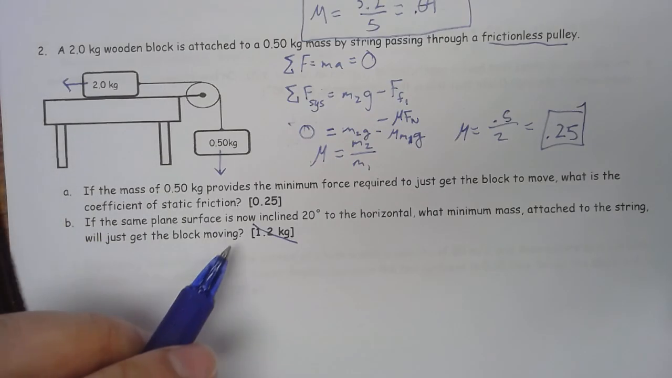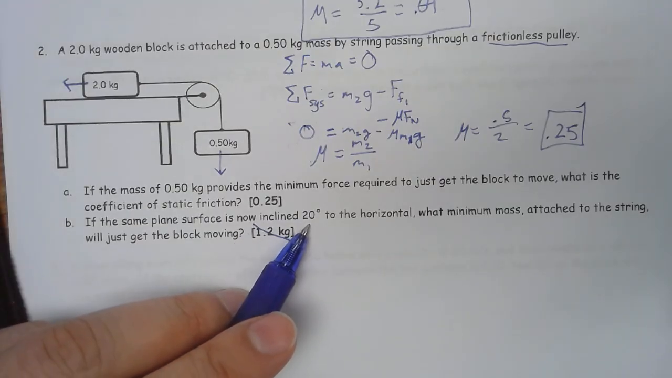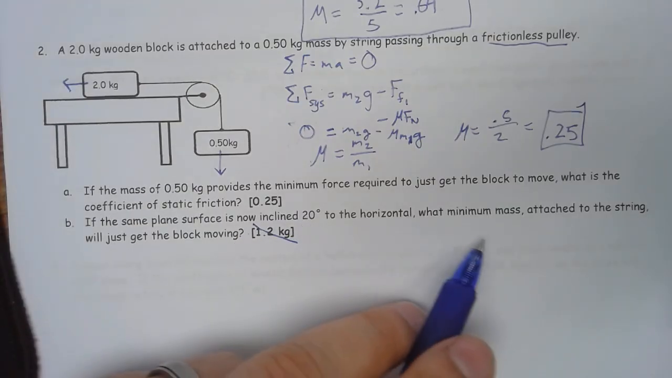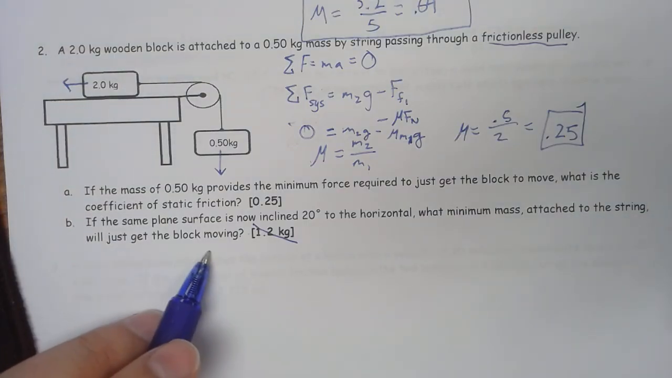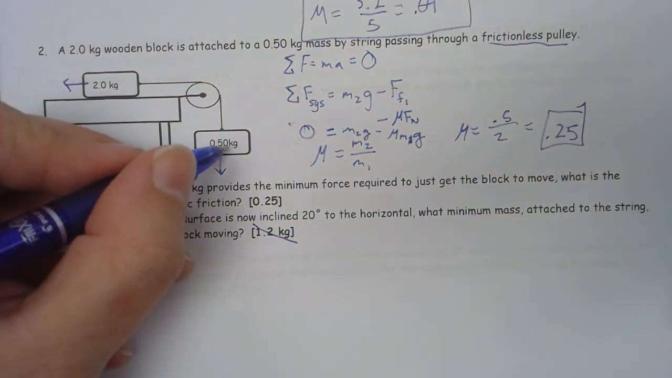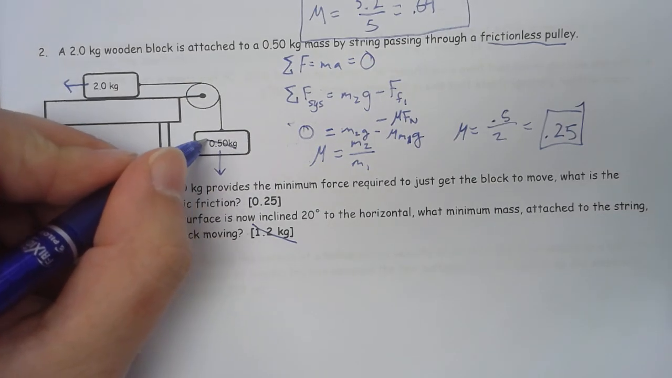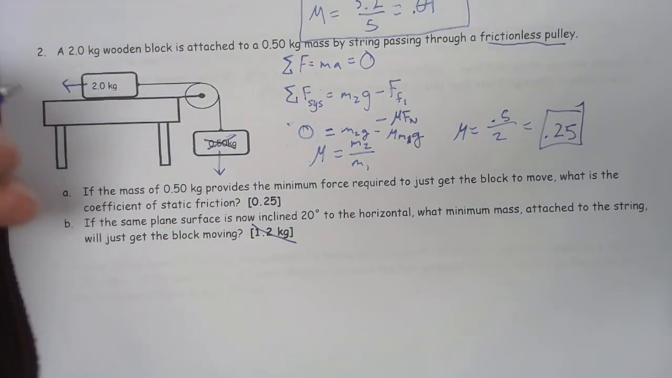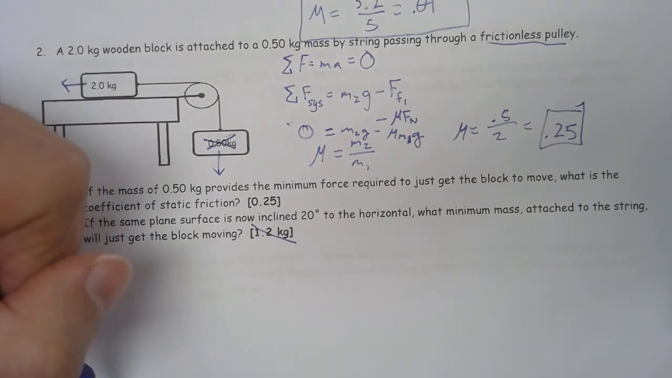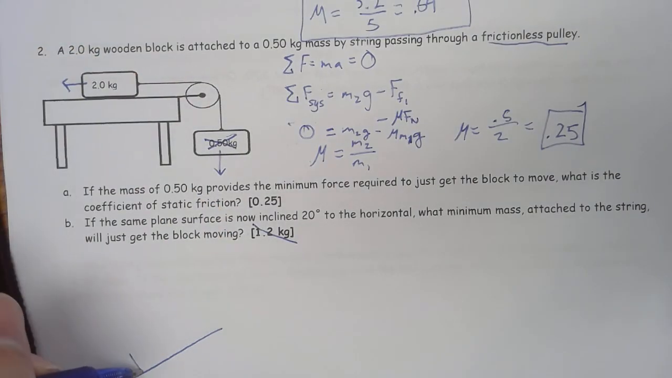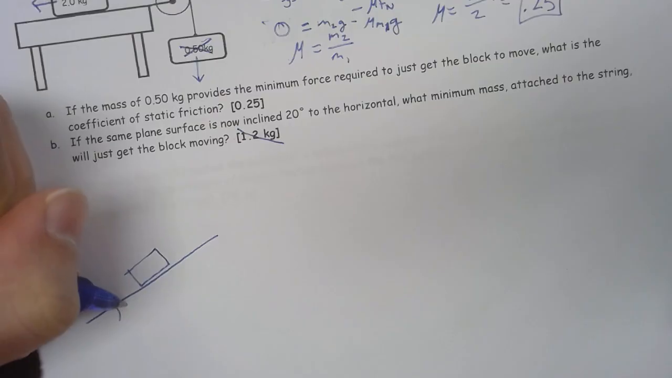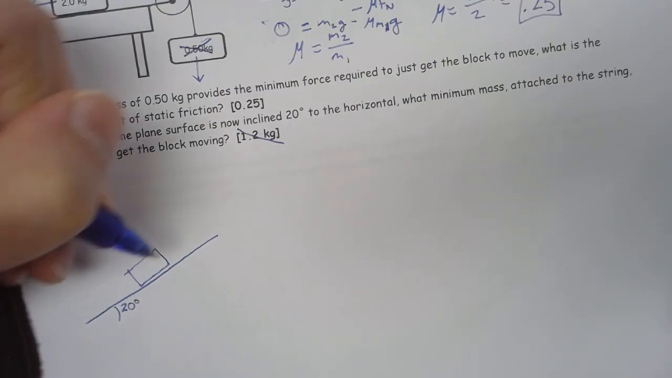If the same plane surface is now at a 20-degree incline to the horizontal, what minimum mass attached to the string will just get the block to move? What we're doing is we're saying this hanging mass that only has a string on it, what could we replace it with if we've got a 20-degree slope for the mass on the plane? So I know that's probably greater than 20 degrees, but that's supposed to be my 20-degree incline.